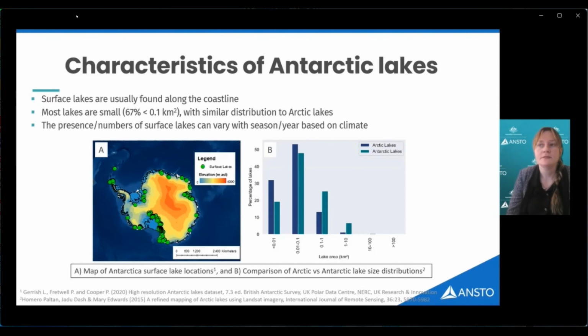The presence and the numbers of surface lakes can vary with season or year, and that's based on climate. So you might have a lake that's normally ice covered in winter. However, if you have a warmer year, you might have a completely ice-free lake for the entire period of the year.